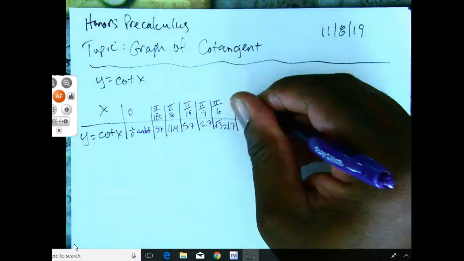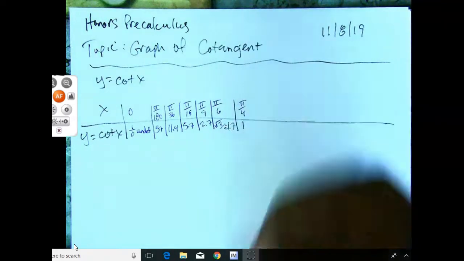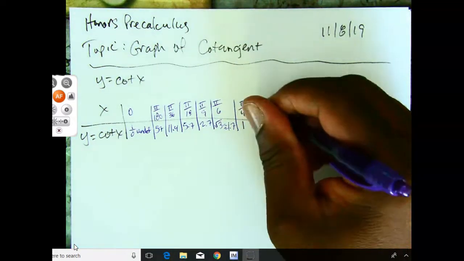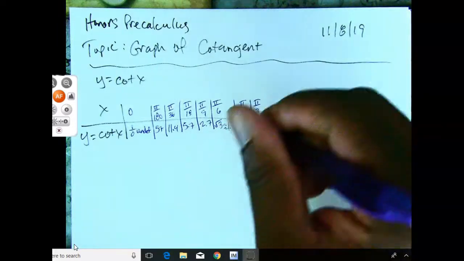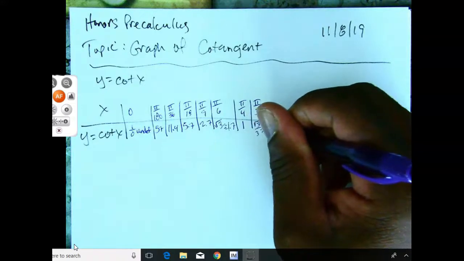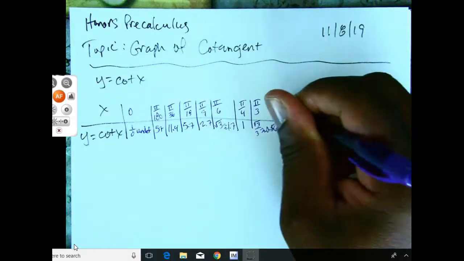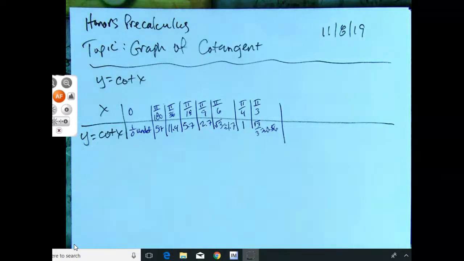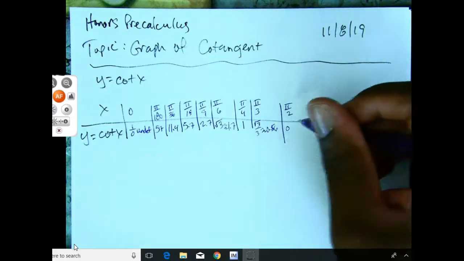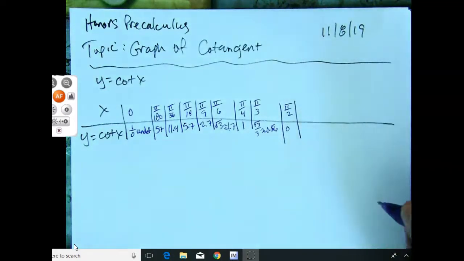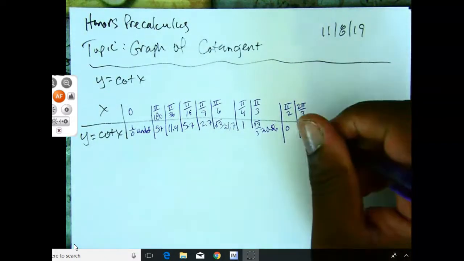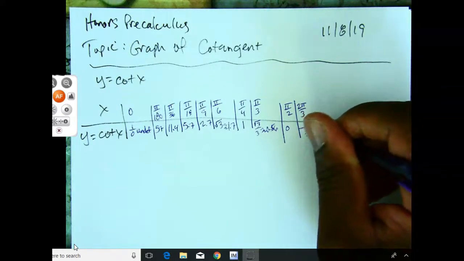At pi over 4, cotangent is 1. Pi over 3, cotangent is square root of 3 over 3, 1 over square root of 3, which is about 0.56. And when x is equal to pi over 2, cotangent is 0. And x is equal to 2 pi over 3, cotangent is negative square root of 3 over 3.